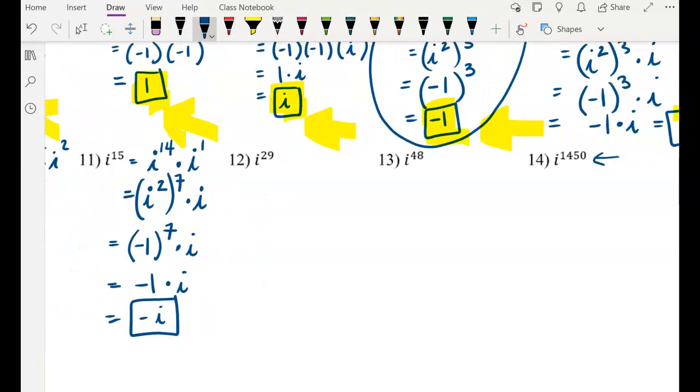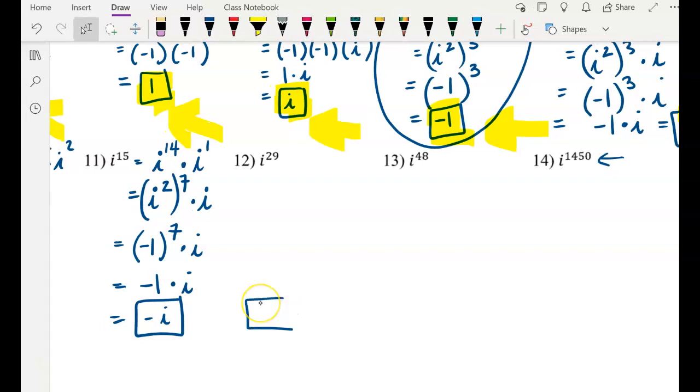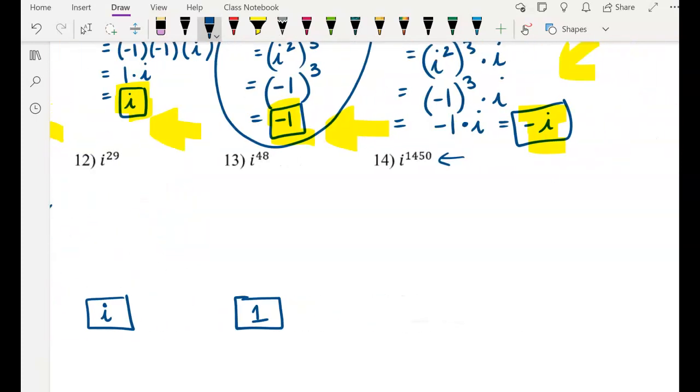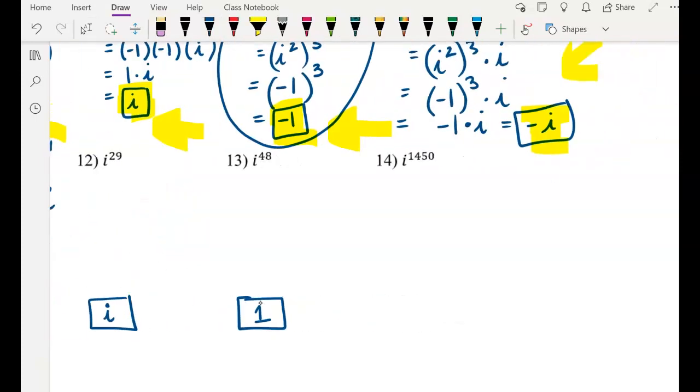Right now, I would like for you to try 12 and 13 on your own. Students, on 12, you ended up with an i, and on 13, students, you ended up with a positive 1, okay? If you didn't know how these were done, please come and see us in office hours. Let's work out 14 with you. But before we work on 14, I would like for you to give that a try on your own first. If you didn't get it right, let's see what happened, okay?